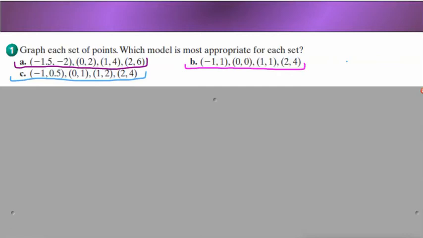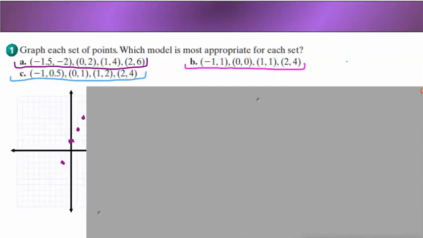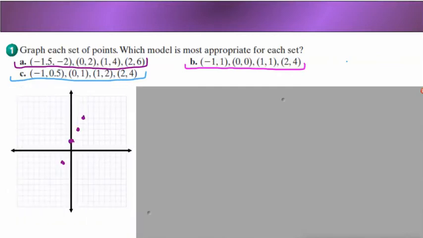So for the first one that I have in purple there, I graphed the 4 points, and I got those 4 points. So those 4 points appear to be linear. So I'm going to call this one a linear model. So a linear model would be best for this one right here.